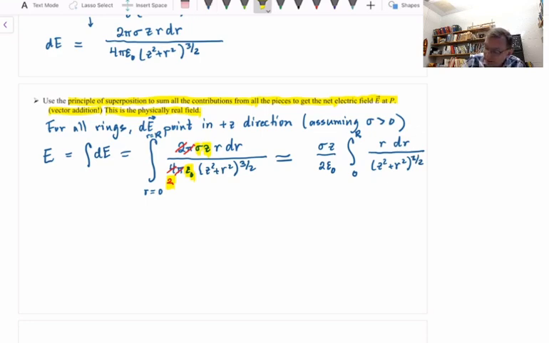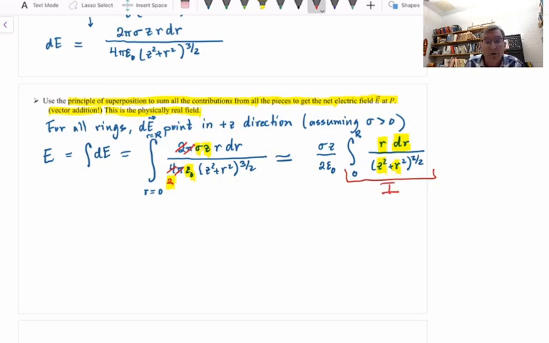Note you can never bring the dr out front of an integral. That's just nonsense talk. I can't bring this little r out front because different rings have different little r's. And I can't bring that denominator out front because it's got a little r in it. So that's the integral I have to do. But as I do this integral, the z squared I can think of as being a constant.